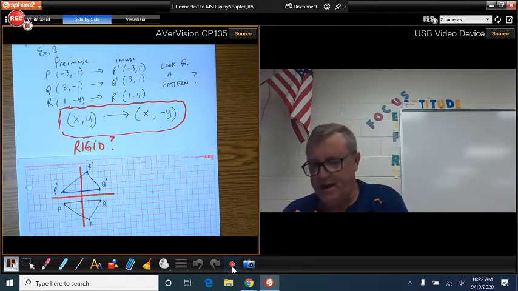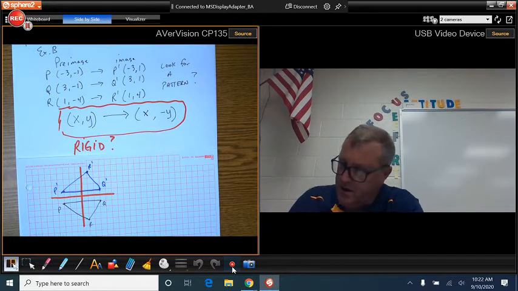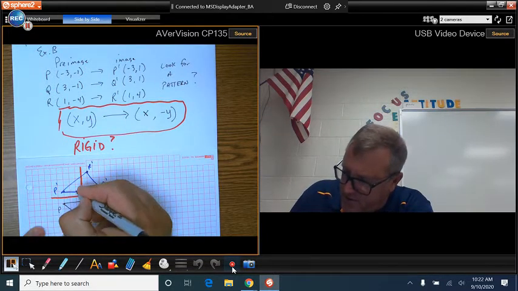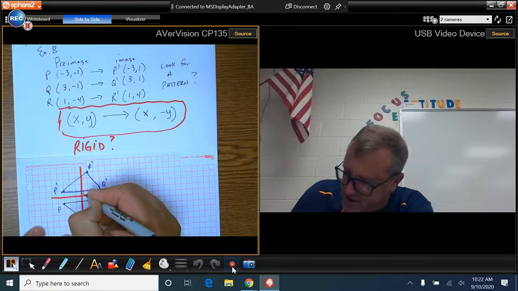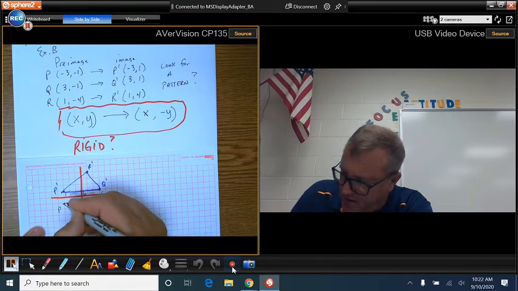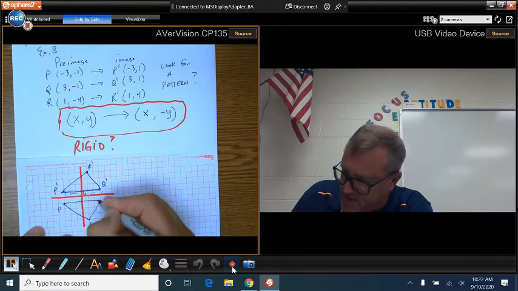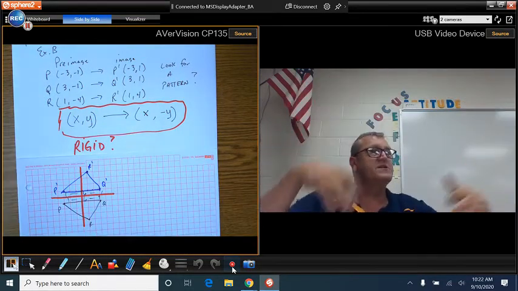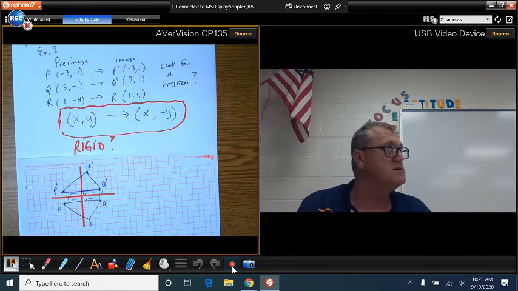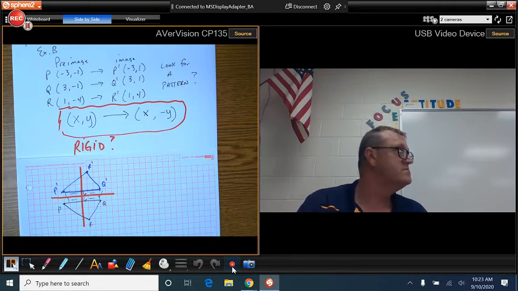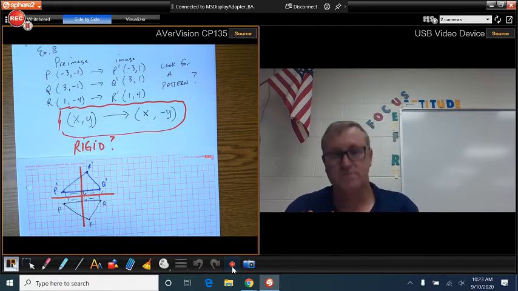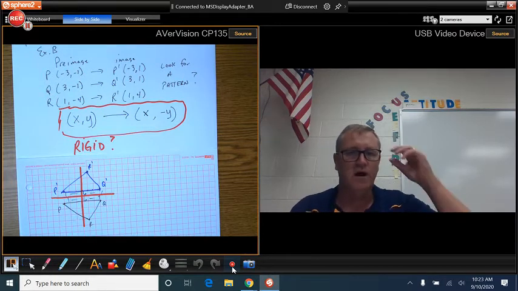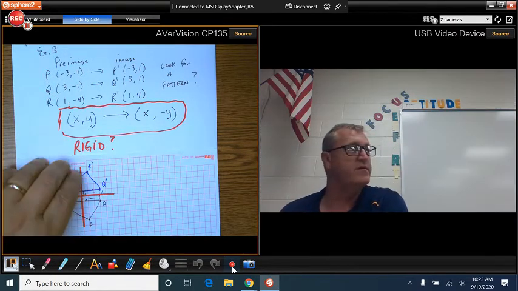Good? All right, now if we just count 1, 2, 3, 4, 5, 6, it's 6 units from there to there. I mean, this is rigid. The only way that it's not rigid is if you multiply by a constant or a fraction. It's the only time it's not rigid. Okay? We good? We're going to keep moving.